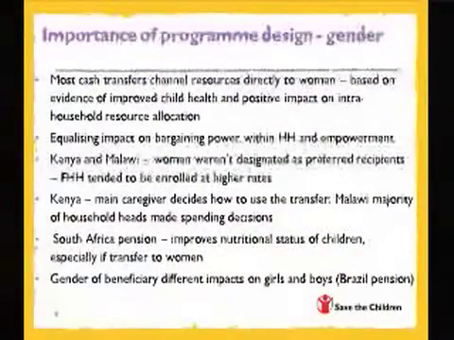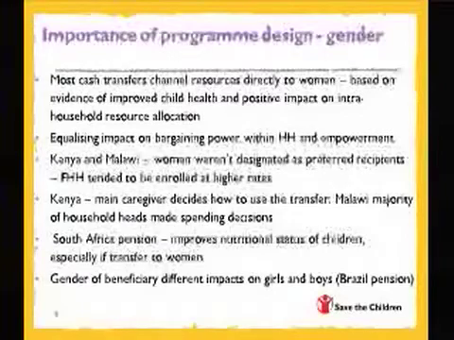And this I won't go into too much detail. I think it's been discussed in more detail by Gabby. It's the importance of program design, and this is very often discussed in relation to the intra-household dynamics, and the fact that, based on the evidence of improved child health and a positive impact on intra-household resource allocation, cash transfers are often channelled directly to women. And this is also based around the potential to equalise bargaining power within the household and the potential for empowerment. In both the Kenya and Malawi examples, women weren't designated as the preferred beneficiaries, but female-headed households tended to be enrolled at higher rates, basically related to the program eligibility criteria.